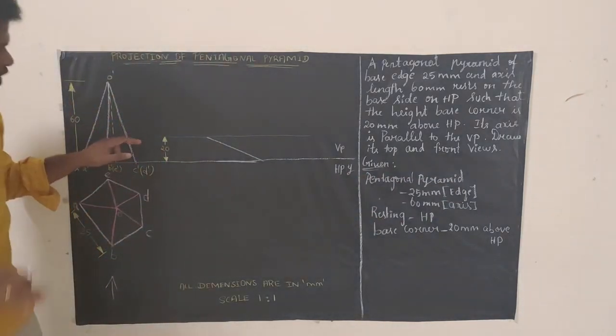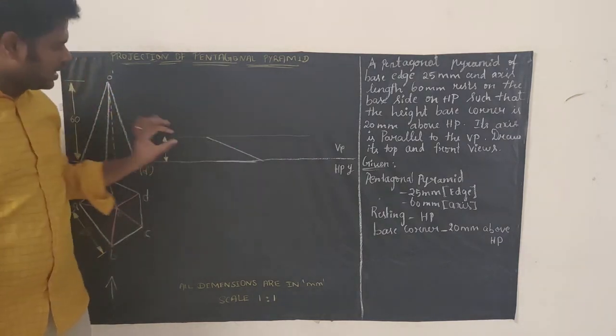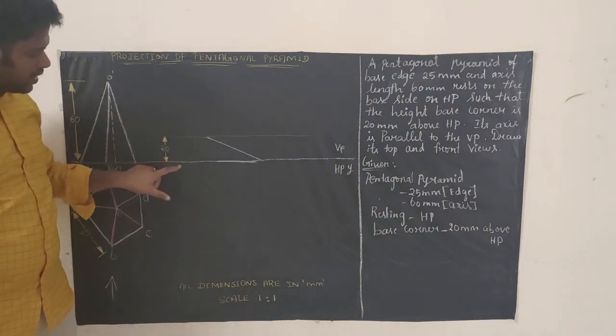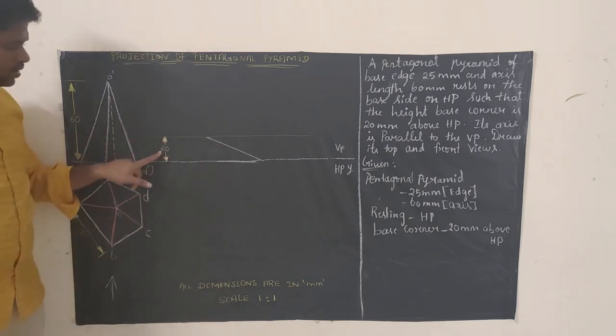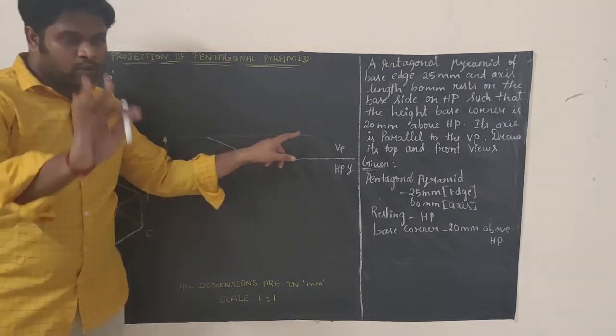What you need to do is draw an imaginary line. This line should be drawn with a 2H pencil, very light. The height or distance from the reference axis is 20 mm. See here, this distance is 20 mm from the reference axis. For 20 mm, draw a line with your 2H pencil.